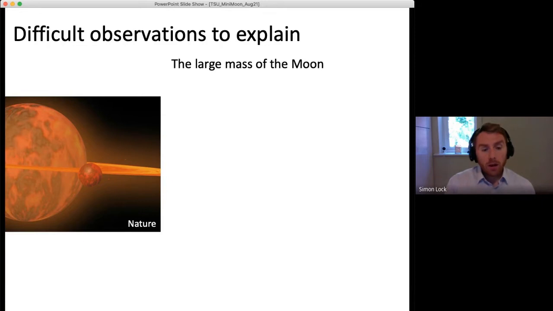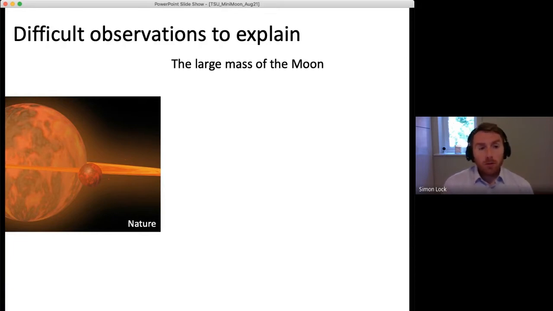So, as I was saying, the canonical model is great. It has done a wonderful job of matching some key observations, but there are some, and I'm going to talk about 3 principal ones, that the canonical model struggles to explain. The first of these, and probably most significant, but also least talked about, is that the canonical model struggles to produce a moon that is a large enough mass.